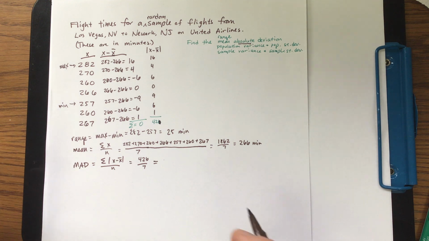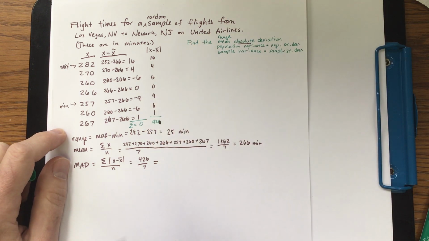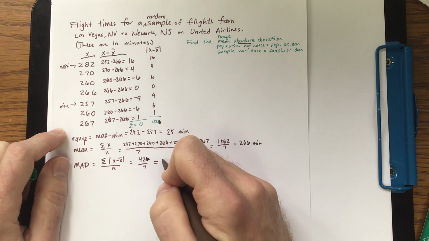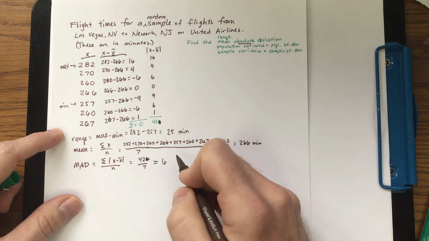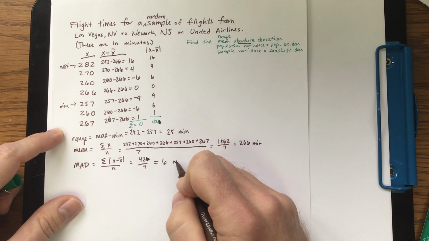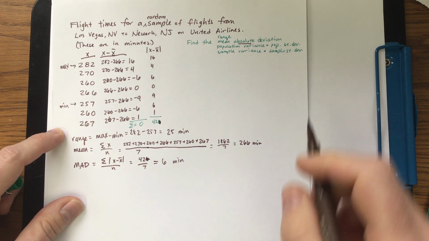This is where I should edit the video. I get 42 when I add those numbers up. I was looking at the wrong column. So 42 divided by 7 is 6. So the mean absolute deviation is 6 minutes.